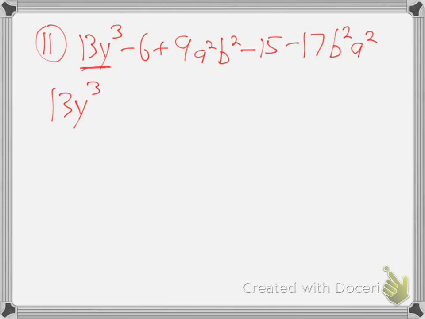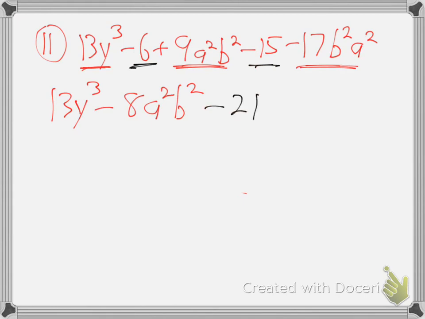Let's vote. 13y cubed. 9. So then 9a squared b squared minus 17a squared b squared. So 9 minus 17, what's that? Minus 8 a squared b squared. And then minus 6 minus 15, minus 21. Good? Easy enough?